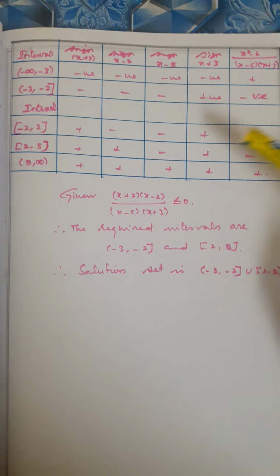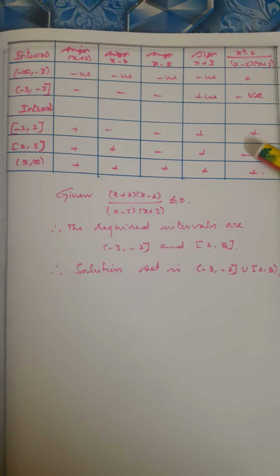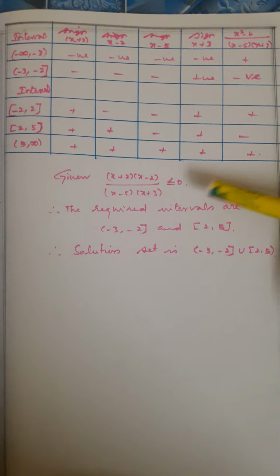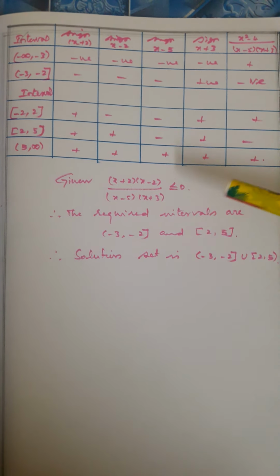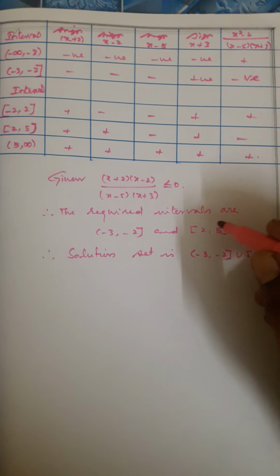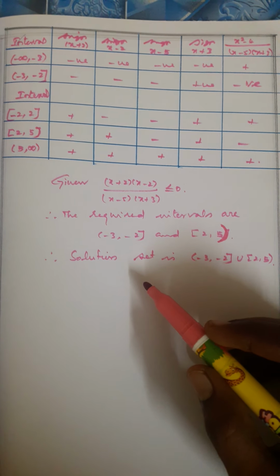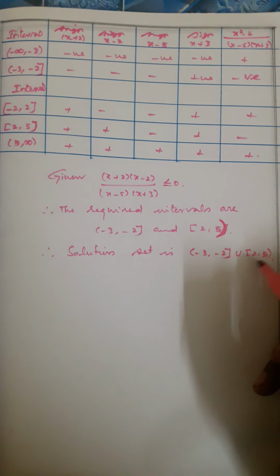So here also it is closed interval, positive. The next one will be negative and again positive. Therefore the required intervals are (minus 3, minus 2) and (2, 5) in open interval. It is not in the closed interval, it is open interval. Therefore the solution set is (minus 3, minus 2) union (2, 5), right?